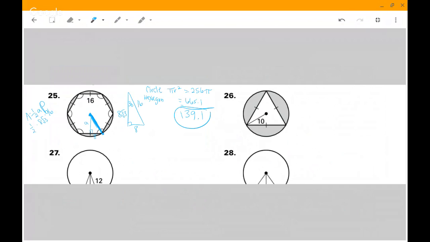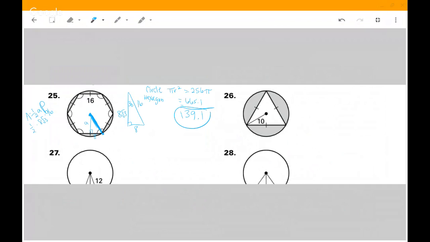Just for number 27, I found the circumference, but what would you do after you found that? Let's see. Since I kind of cut that one off, let me get it again.